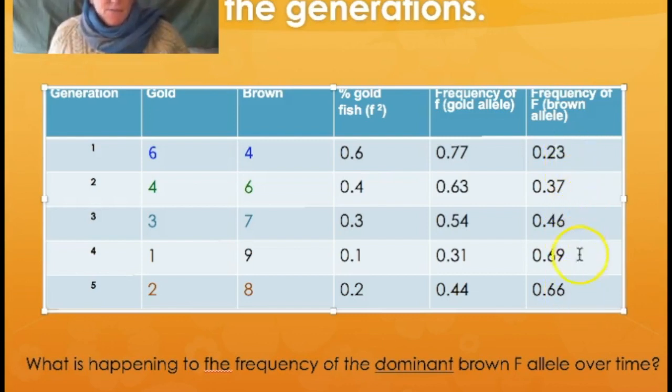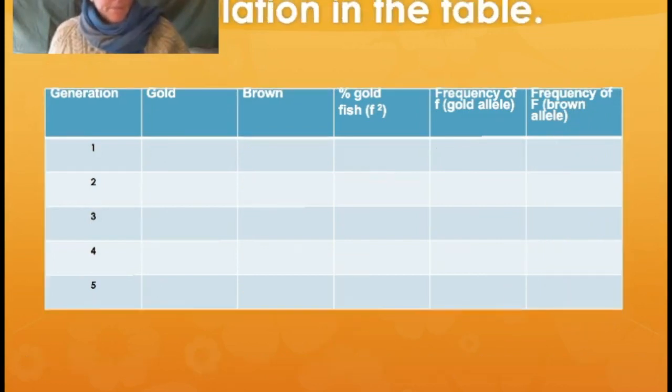What's happening to the frequency or the percentage of the dominant brown allele over time? What's the trend in these numbers as you go through the generations?